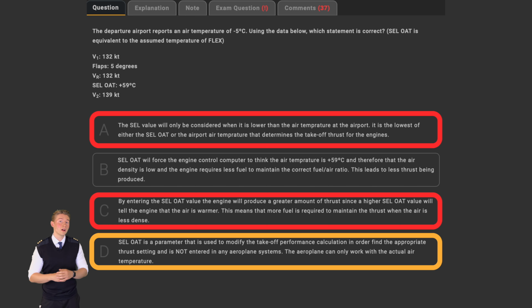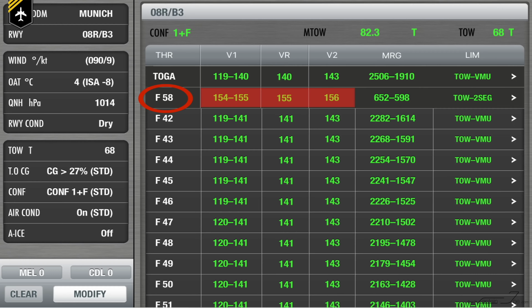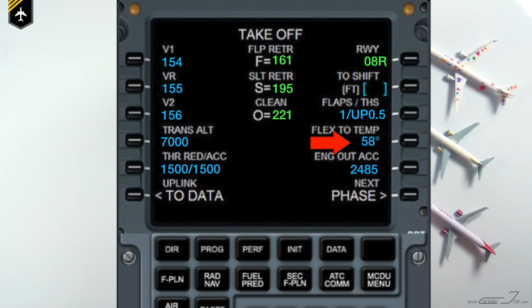Now answer D. Well, this one is complete nonsense now. The selected outside air temperature is actually a parameter that comes out of the takeoff performance calculation and which needs to be put into the aircraft's computer so that they can adjust the thrust accordingly.